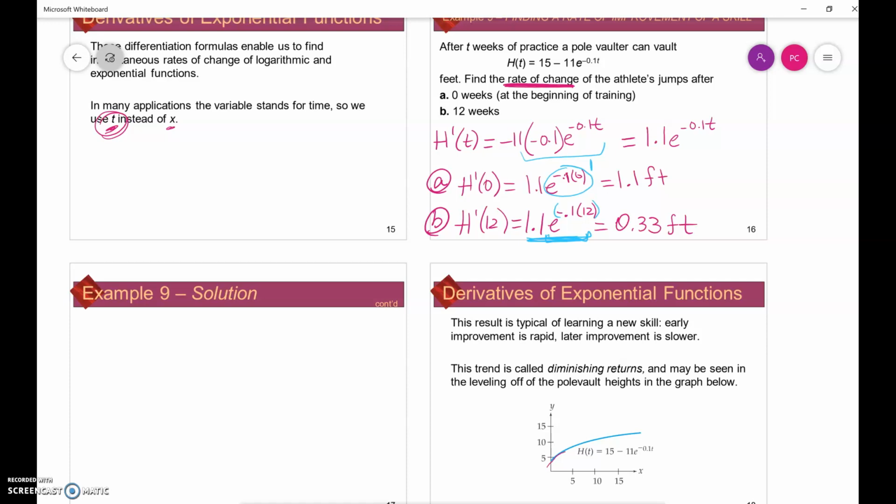He's learning how to pole vault higher heights very quickly, and then at some point he's going to level off and he's going to hit the max of what he can pole vault. All right, so this is that leveling off, or that point of diminishing returns where things level off and don't gain traction as fast.